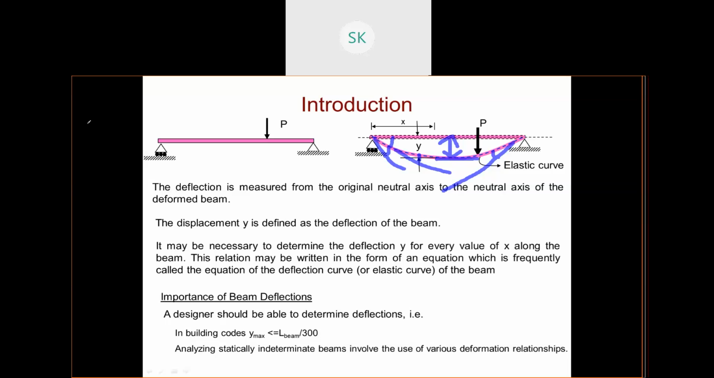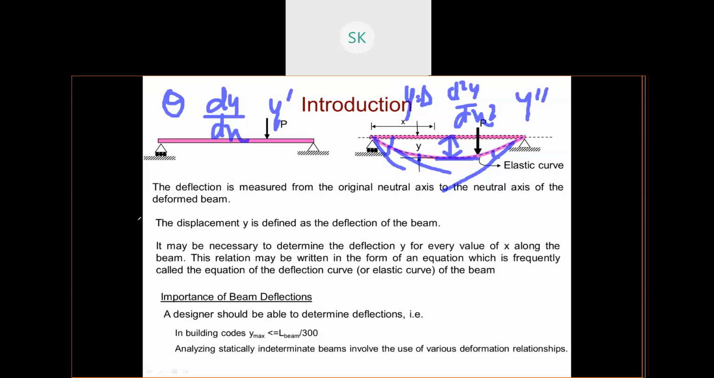So slope is what? It is the angle in radians measured between the tangent to the elastic curve and the original axis of the beam, and it is denoted by your theta, or dy by dx, or you can write it as y dash. And our deflection is generally represented by delta, or y, or d square y by dx square, or y double dash.